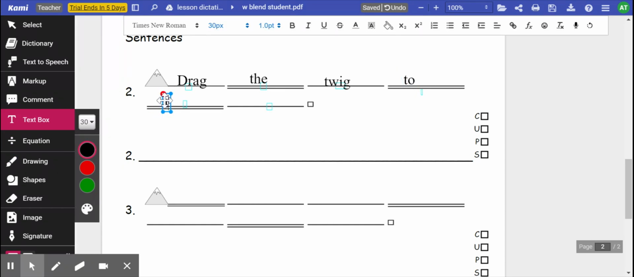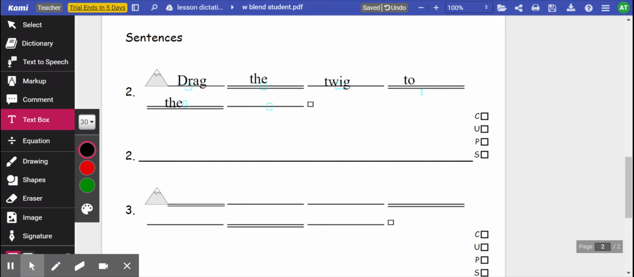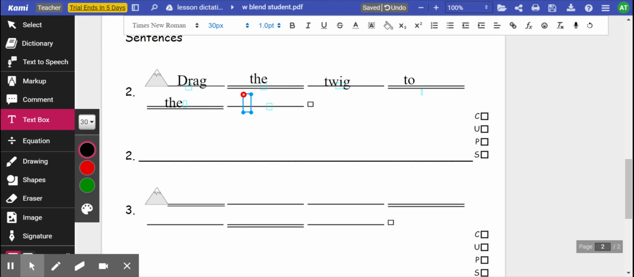How do I spell the? T-H-E. And trash. Sound by sound, trash. It's got two blends. Tur, trash. So tur is t and a is a, and sh is sh. Drag the twig to the trash.